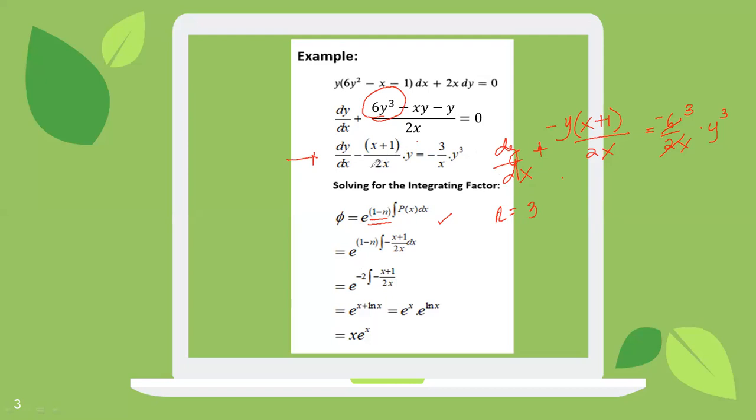Your p of x plus is this entire expression. Don't forget that you should have a negative. So this should be included. If you miss to write the negative in your class, your integrating factor will be very wrong because it's very important that you affix the negative sign.